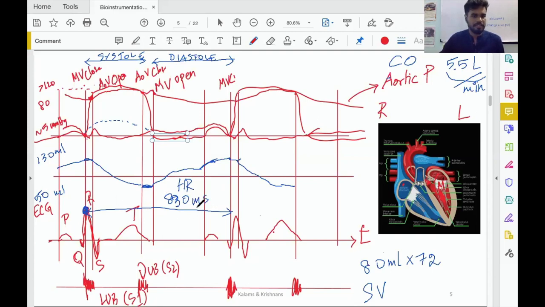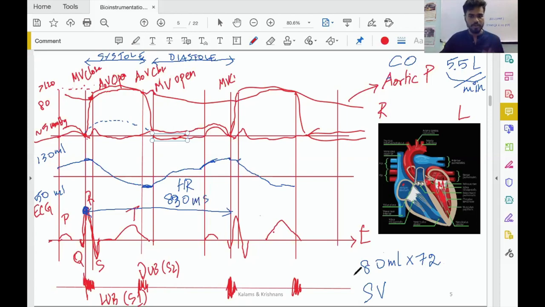The detail I have in the figure is 830. One beat takes 830 milliseconds. So in 1 minute, how many beats will be there? The answer will be 72. Fine? Okay. So from 830, we can calculate the 72. So that information is there in the diagram too. When I mentioned RR peak distance is on an average 830 milliseconds, that information is there.